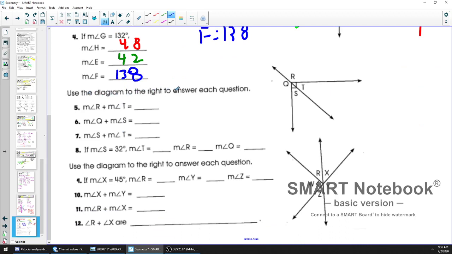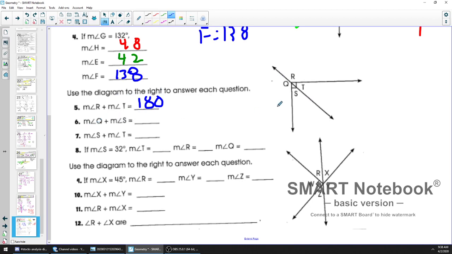Use the diagram on the right to answer each question. R plus T equals what? So if I do R plus T, what do I get? I get this entire angle. And what do I have? A straight line. So I know this is 180. Let's go to the next one.